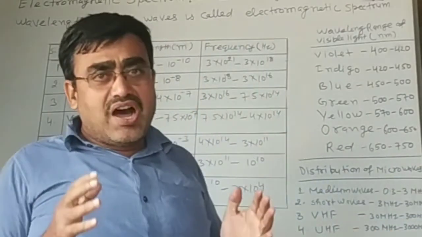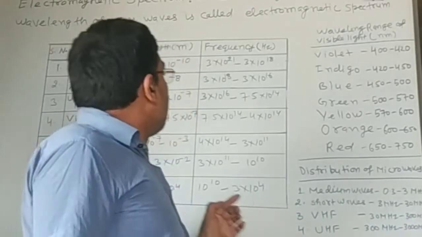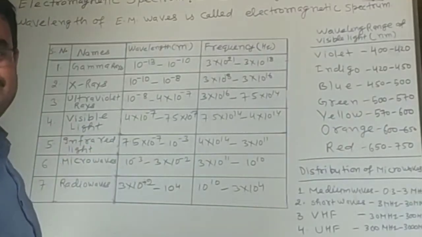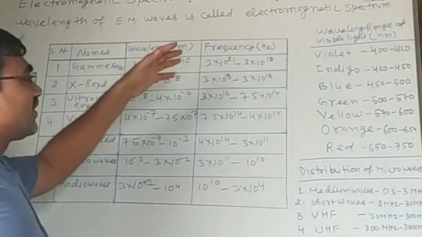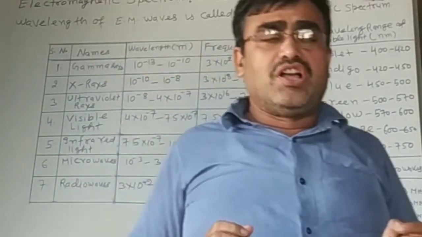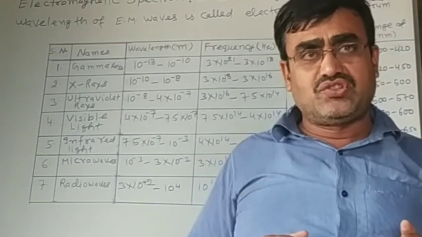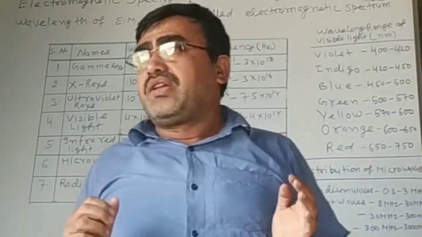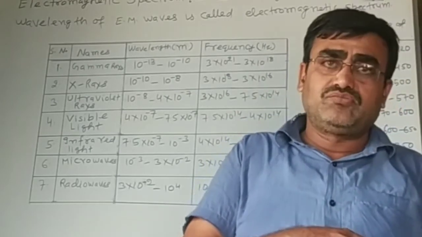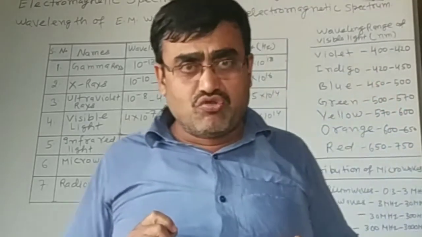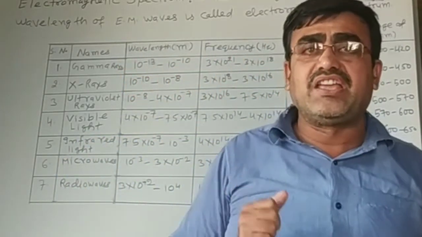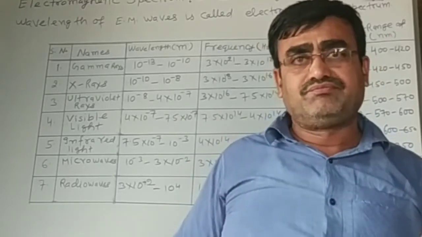Now I am going to explain the usage of components of EM waves. Gamma rays are commonly used by the physiotherapist in radiotherapy. It is also used for the treatment of tumors, cancers, etc. It has very high penetrating power.